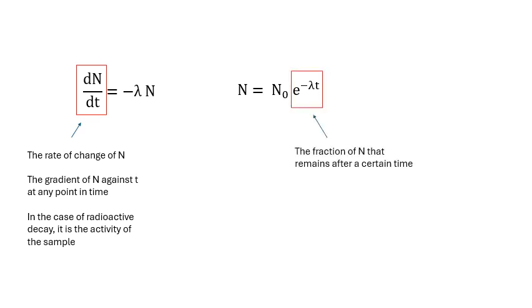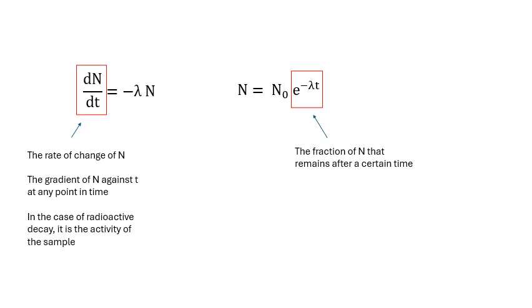This thing here, e to the minus lambda t. Now, this is important, and this came to me in an epiphany quite a few years ago, and it's really helped me to get my head around this. e to the minus lambda t is the fraction of N that remains after a certain time. I'm going to repeat myself: the fraction of N that remains after a certain time.